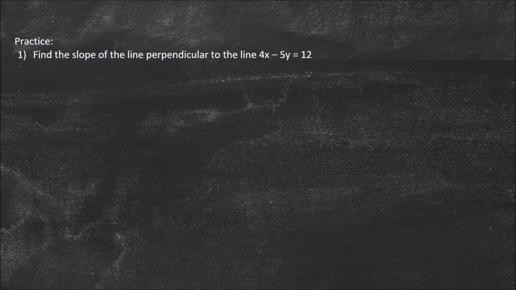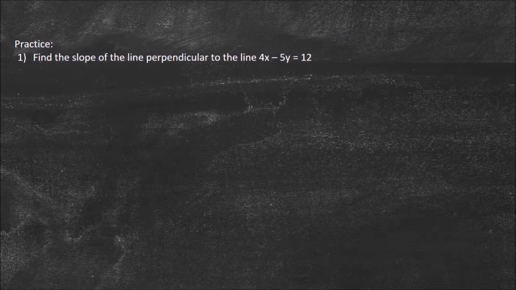Alright, so find the slope of the line perpendicular to the line 4x minus 5y equals 12. So we're just trying to find the slope of the line that's going to be perpendicular. We don't need to find the whole line, so that makes it a little bit easier. If I want to know the slope of the line that's perpendicular to this, I first need to have the slope of this line. So let's do that here.